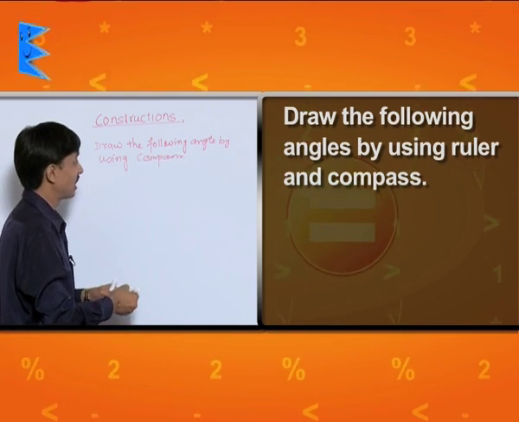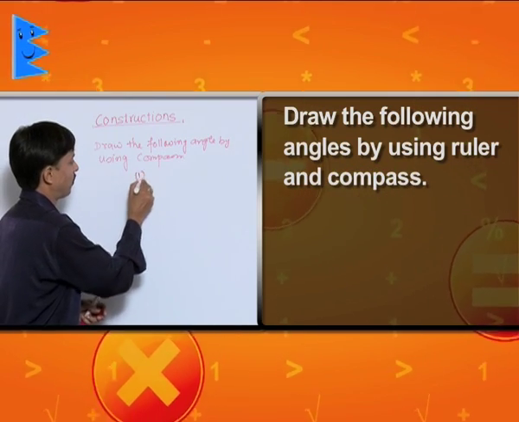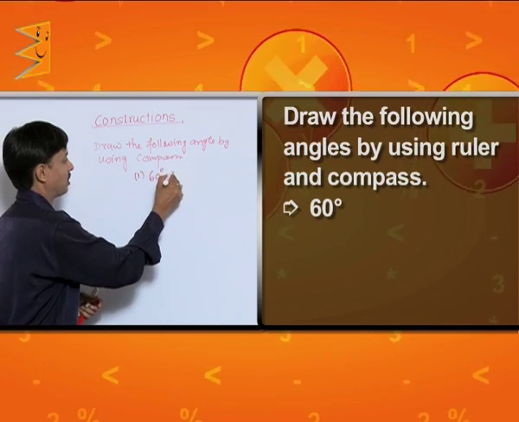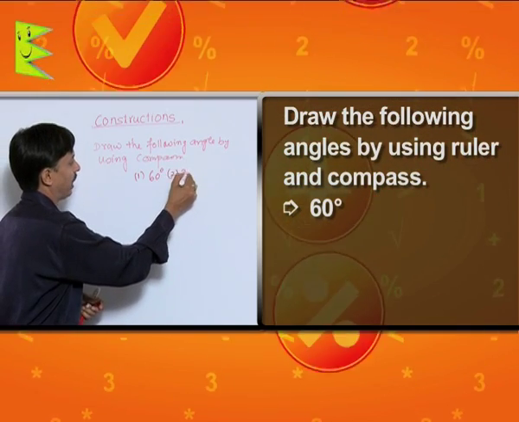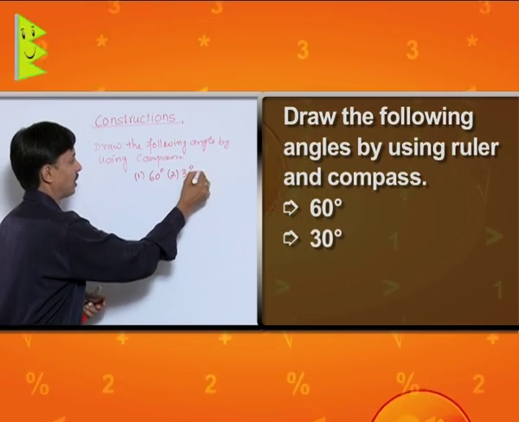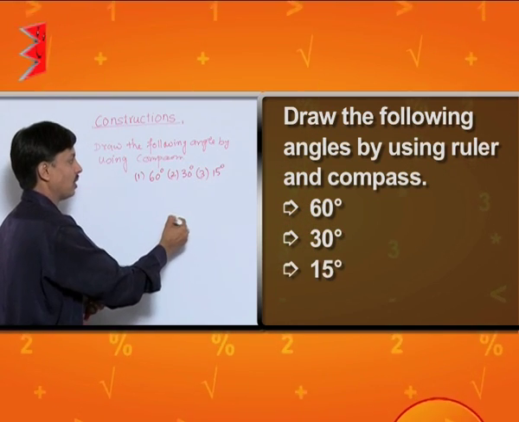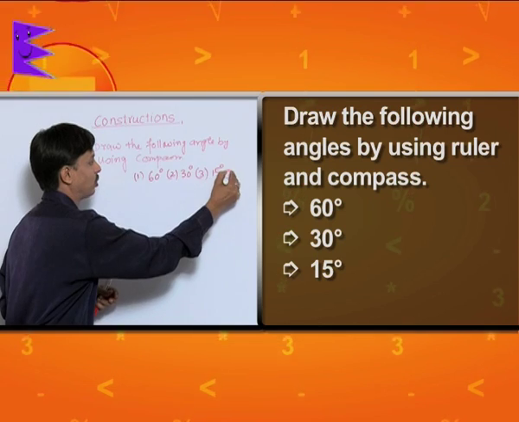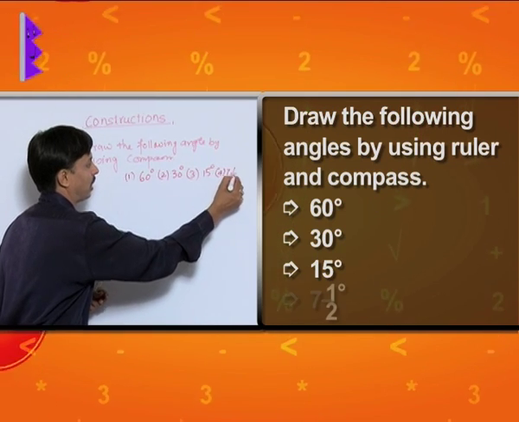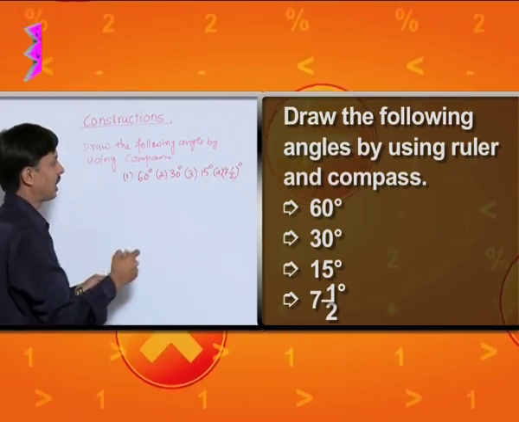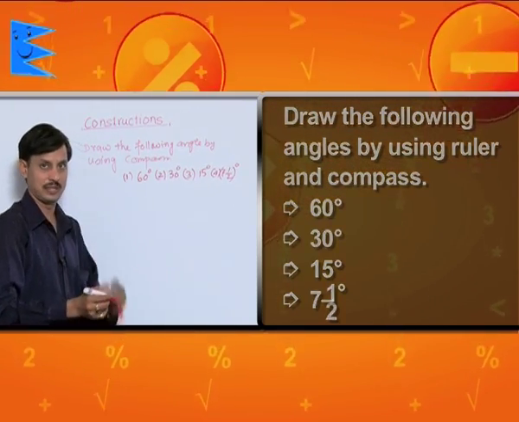Which are the angles I want to take? Suppose first I want to ask you how to draw an angle of 60 degrees. Second, how to draw an angle of 30 degrees. Third, how to draw an angle of 15 degrees. And fourth, how to draw an angle of 7.5 degrees. I can explain all four angles at once.